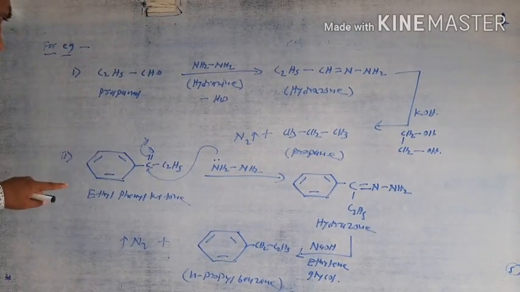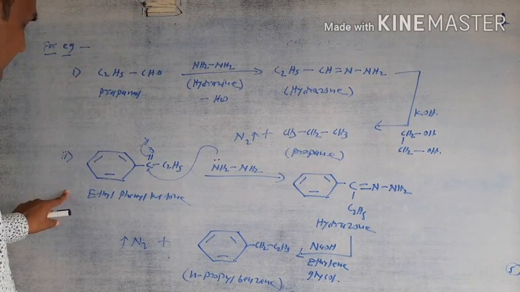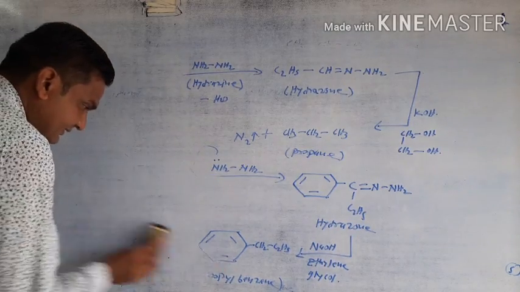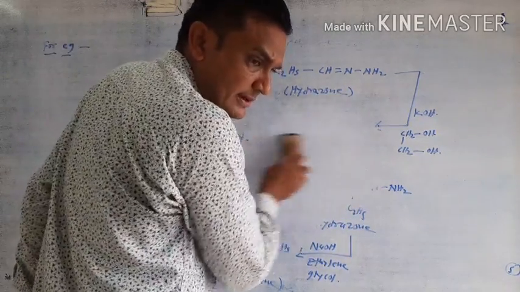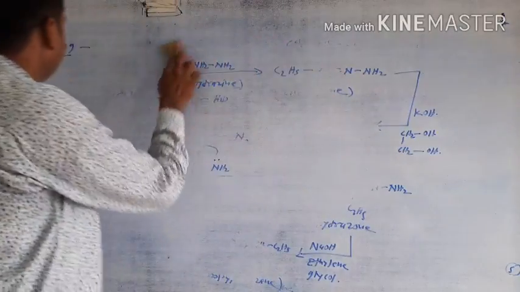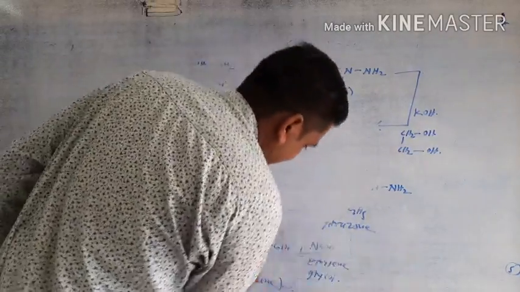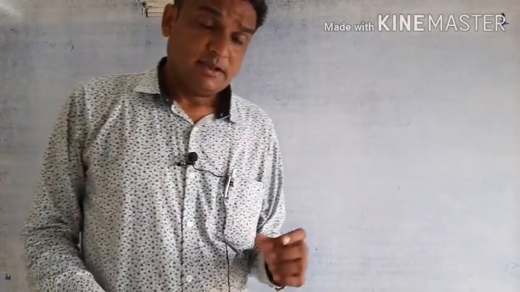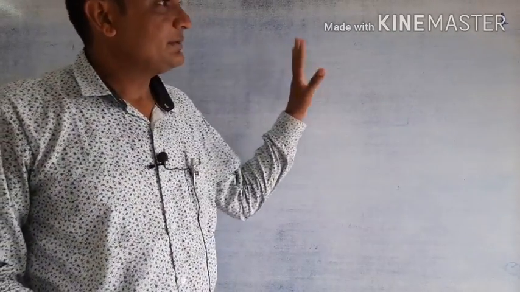Here the aldehydes and ketones both react. Suppose that of these two molecules, one is the aldehyde and the remaining is the ketone, both react in the Wolff-Kishner reduction reaction. Remaining topics of this chapter we will discuss in the next lecture.